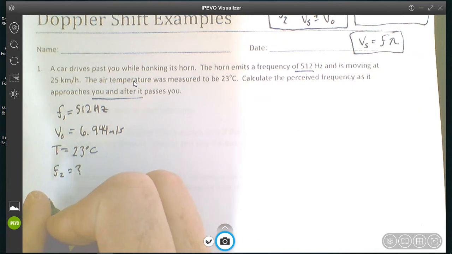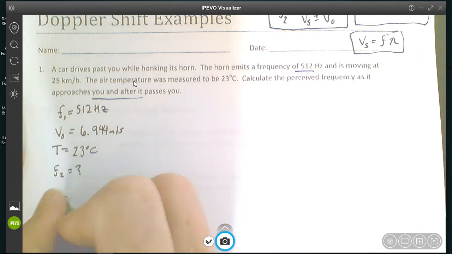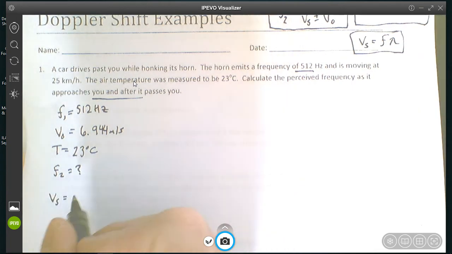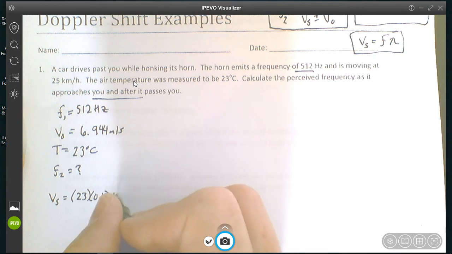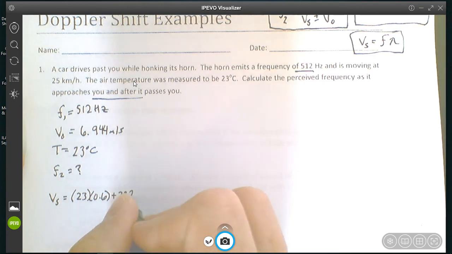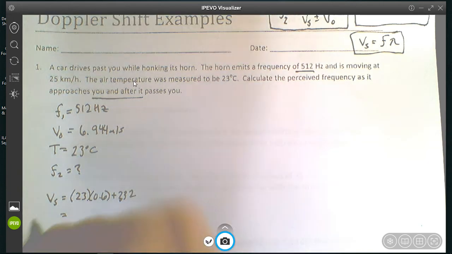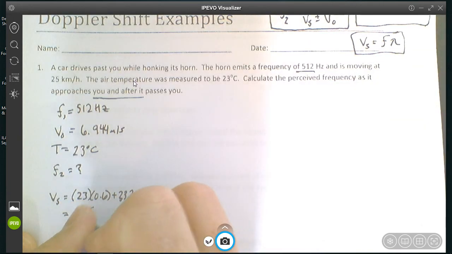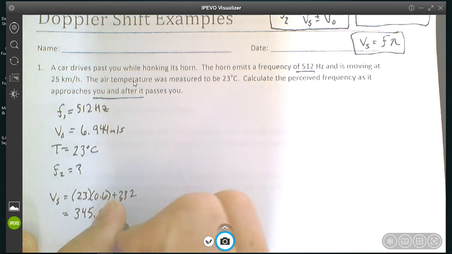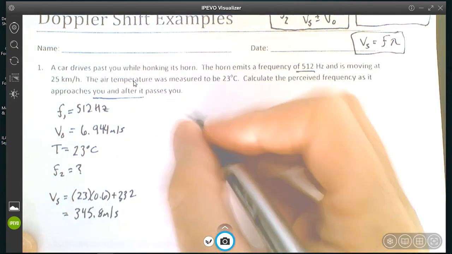Well, the air temperature is there for a specific reason, because it wants you to calculate the speed of sound, because we need that in our equation. So we just do 23 times 0.6 plus 332. So we just punch it in our calculator. We go 0.6 times 23 plus 332. So it's about 345.8 meters per second. Okay, so now let's find the perceived frequency.